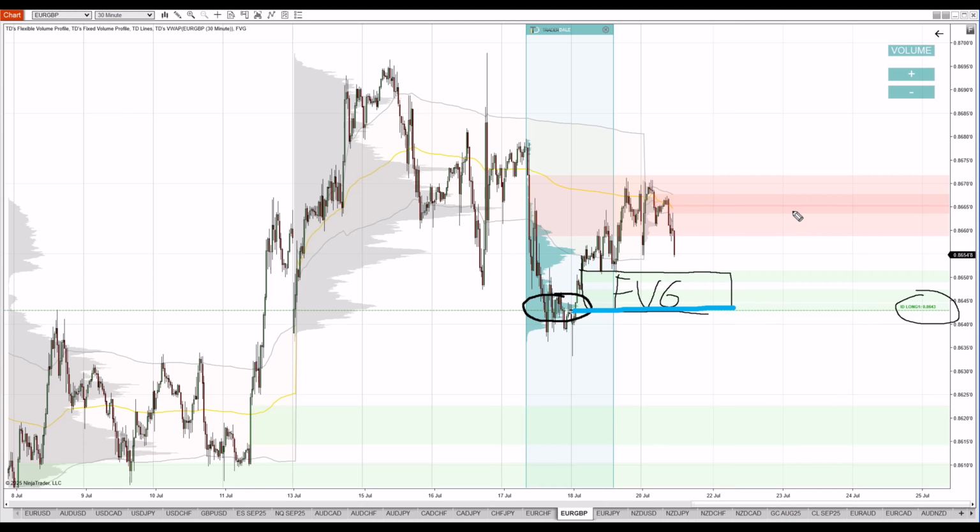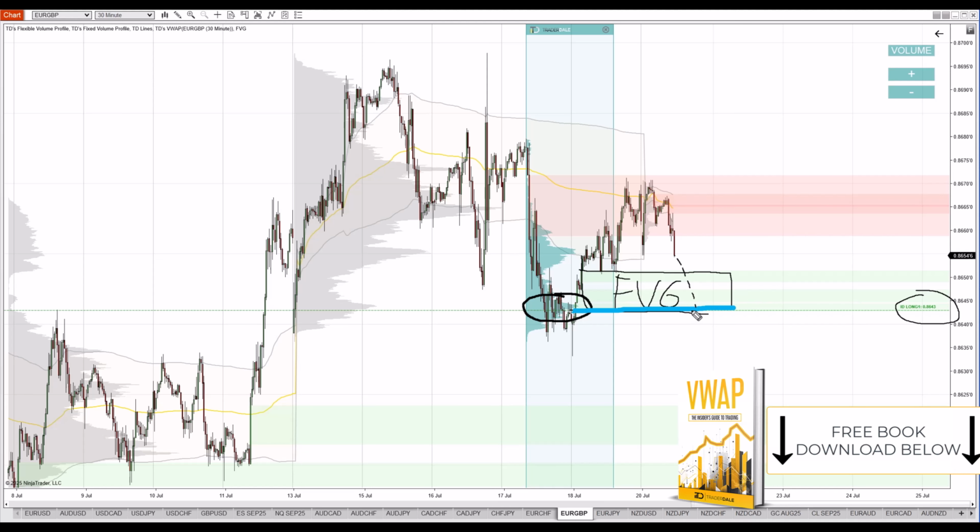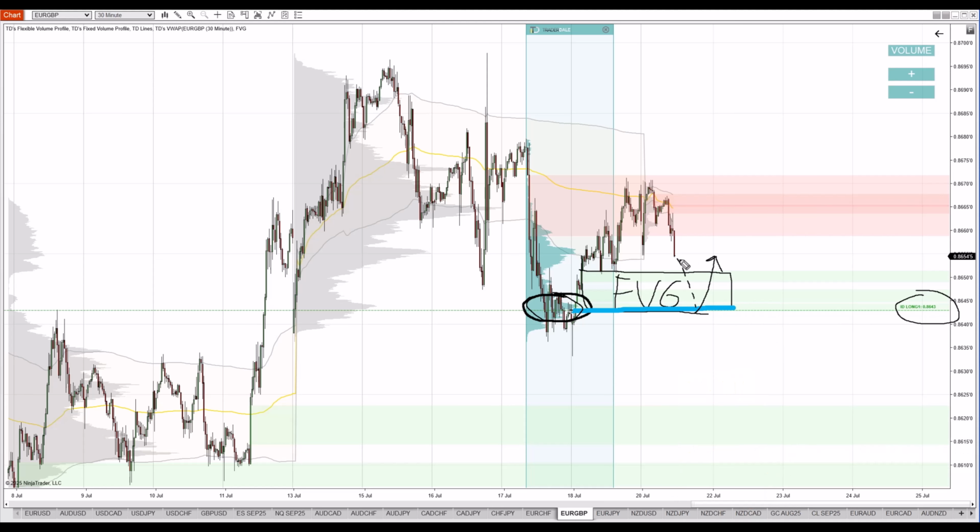So when the price makes a pullback, if it makes a pullback to this place, then it is likely that there'll be a reaction from buyers from here, and that the price will go upwards from here. So what we need to do now is just wait, and if there is a pullback, then go long from there.